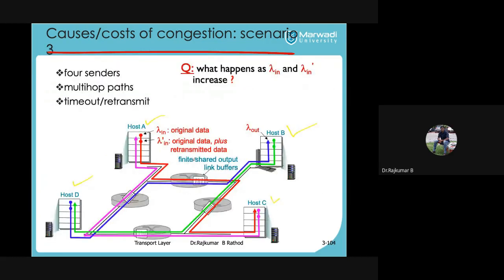Treat this as router 1, this as your router 2, this is your router 3, and this one is your router 4. Is my voice audible?